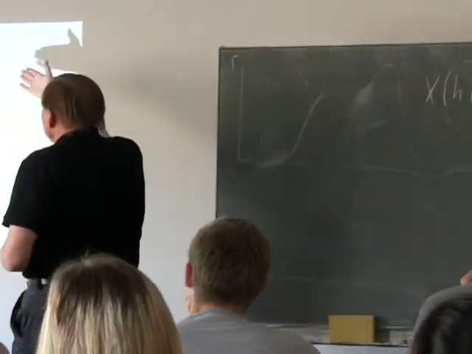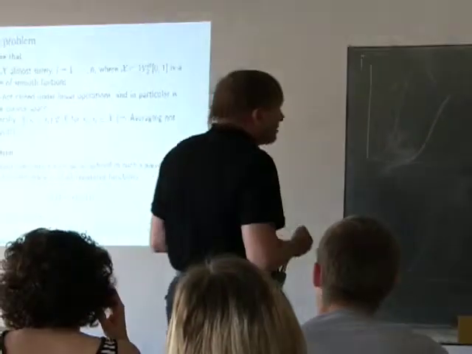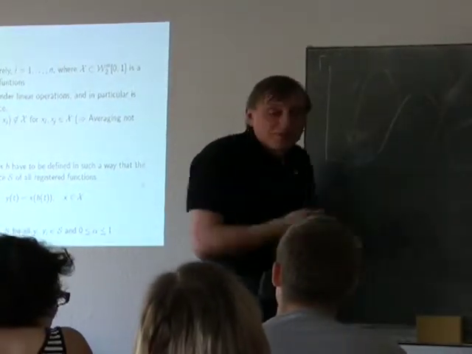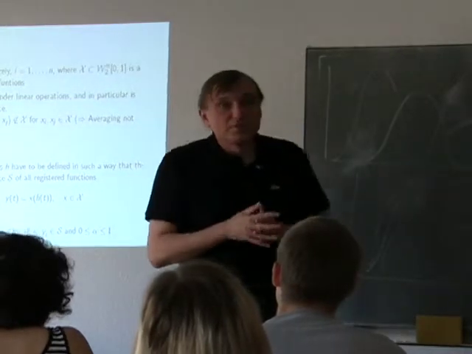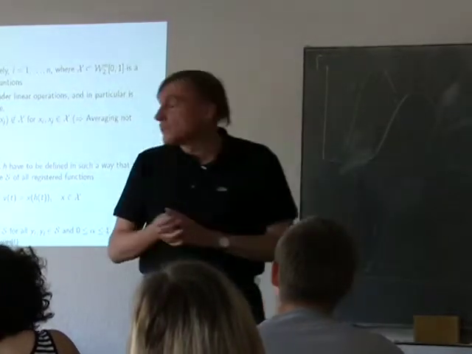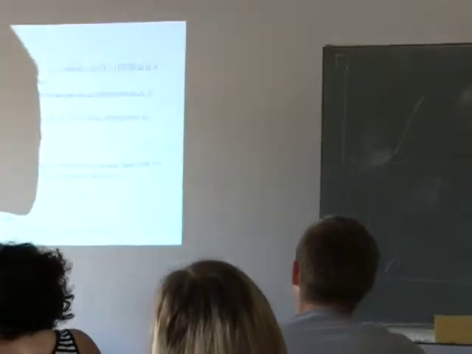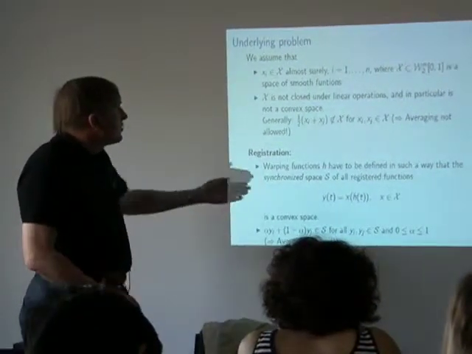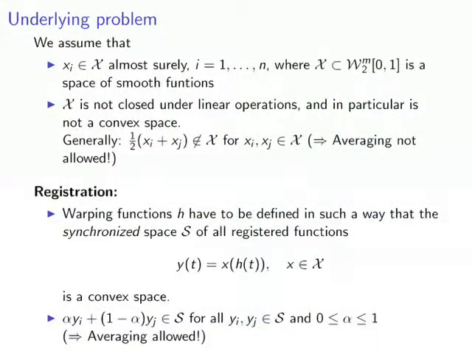So essentially, that's the major underlying problem. Then means don't really work. Also with the variance you have problems, with principal components you have problems, and so on. And the idea is to remove that. So the warping has to be defined in such a way that the space of the registered functions, which you call the synchronized space, S, is a convex space. Then you can do averages.